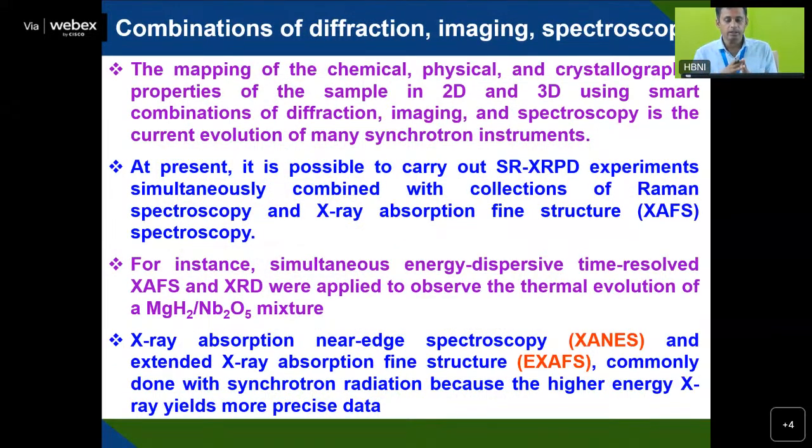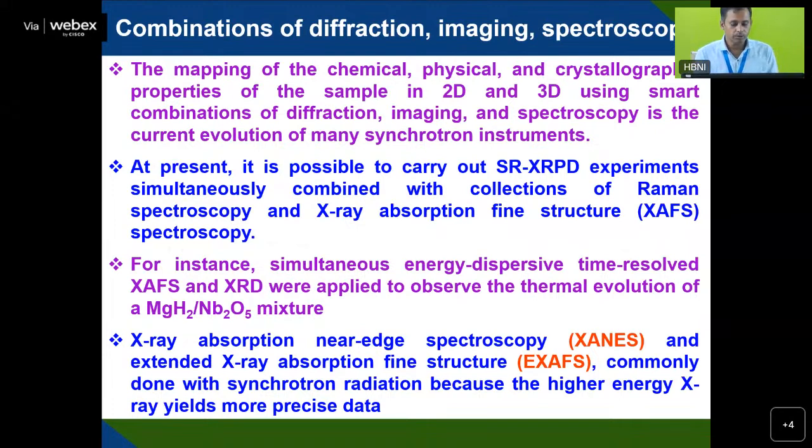So if you combine the diffraction, like in the case of synchrotron XRD, there is a possibility that in addition to X-ray diffraction, you can combine other techniques, and then you will be able to image also, or you can combine it with a spectroscopic technique.